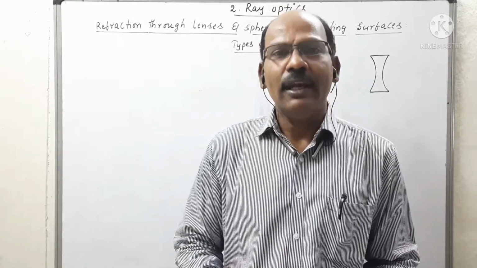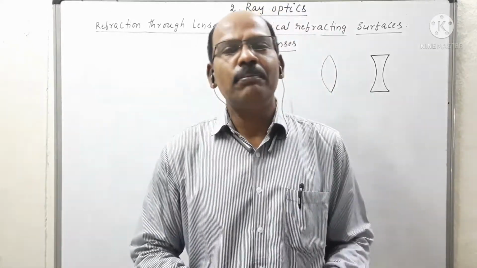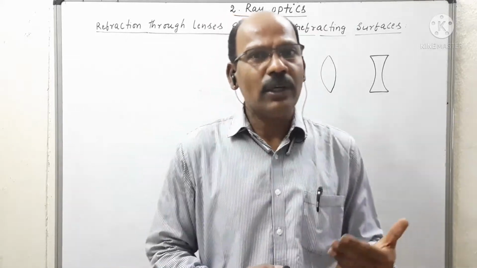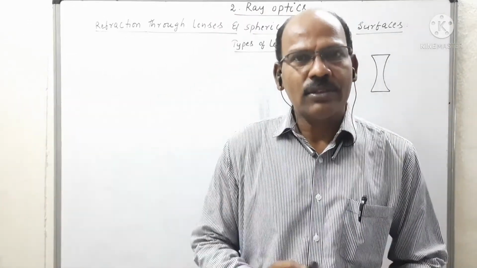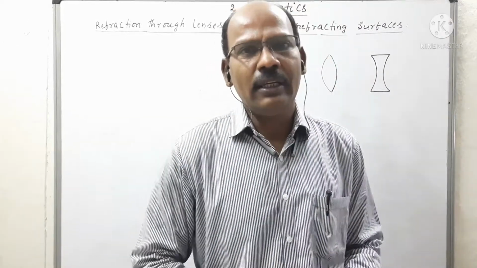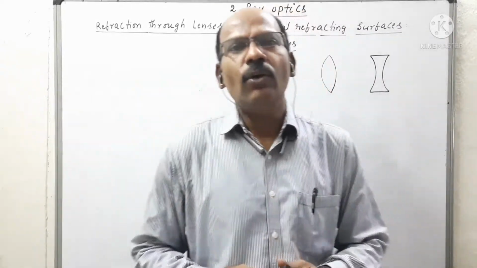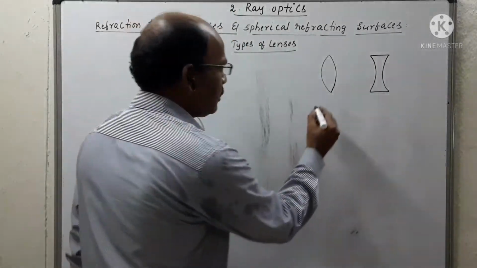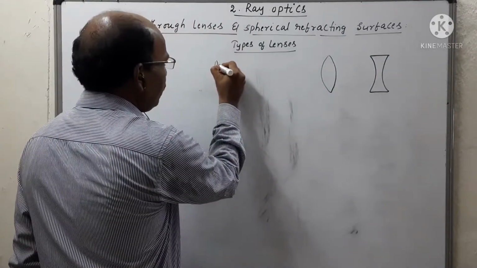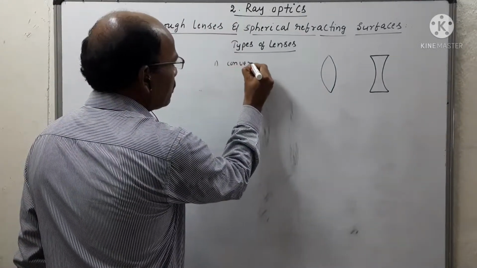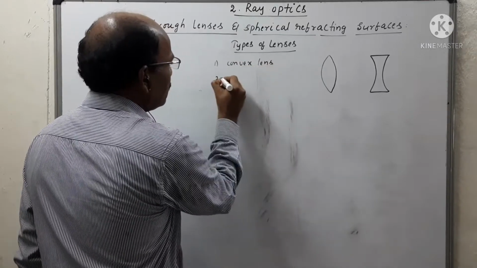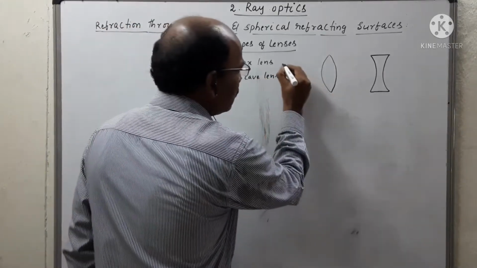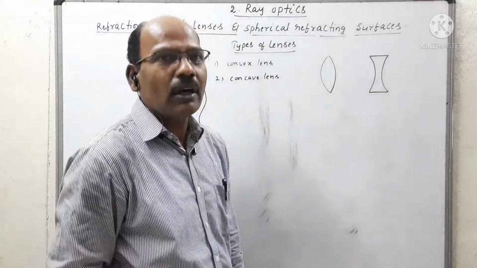What is a lens? It is a transparent material made with two refracting surfaces, at least one of which is a curved surface. That is called a lens. We know the types of lenses in lower classes. There are two types of lenses. What are the two types of lenses? The first one is convex lens, and the second one is concave lens.